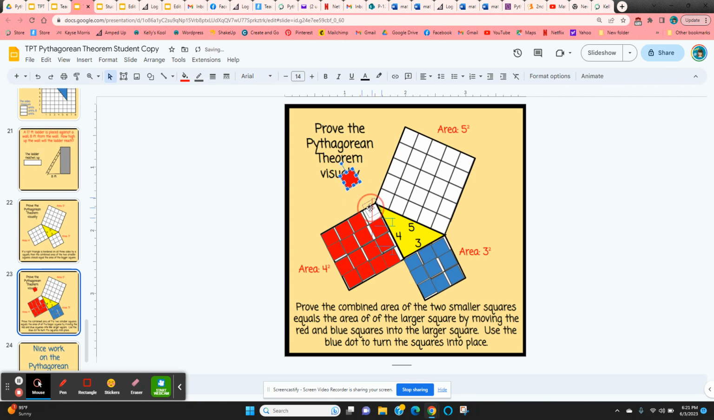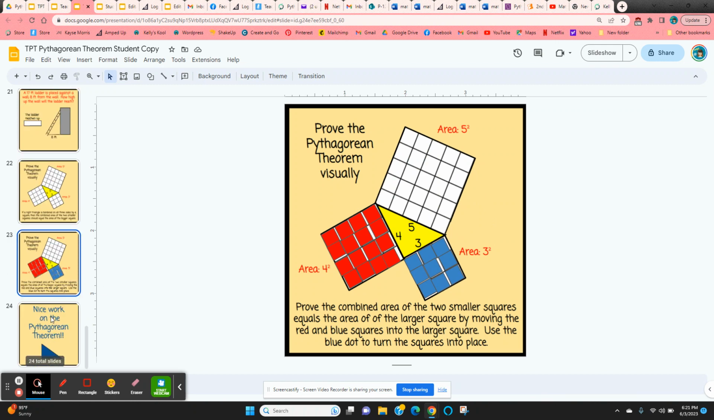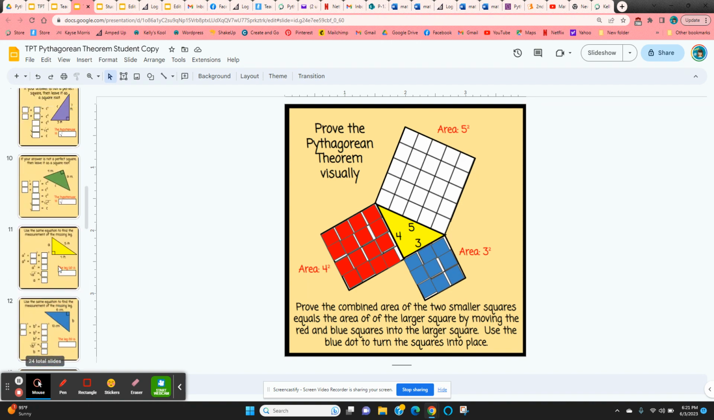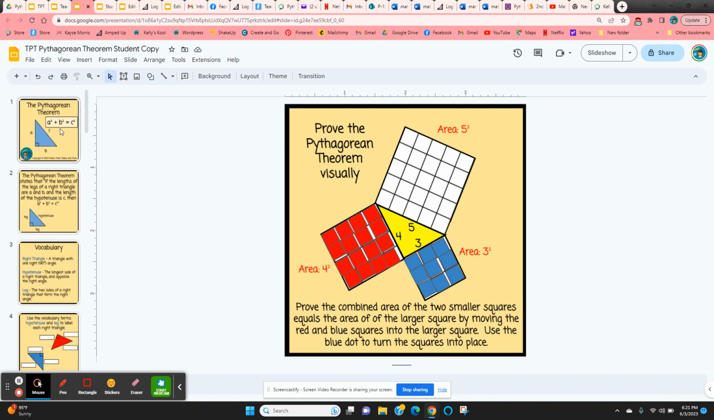I think a lot of teachers have done this lesson by having students cut out the squares. But this one is done on Google Slides, so all they have to do is click and hold to move those squares. And that is a lesson on the Pythagorean theorem.